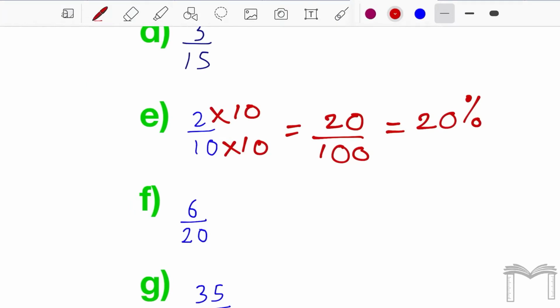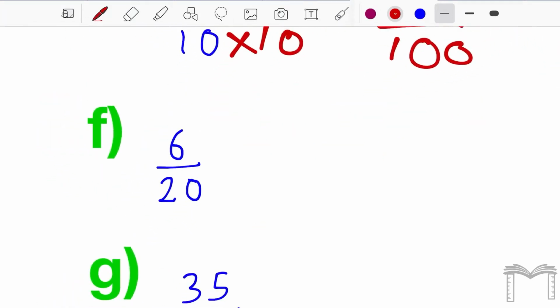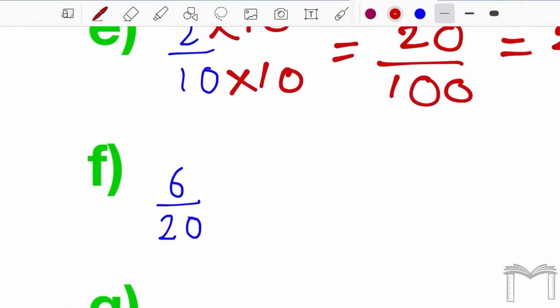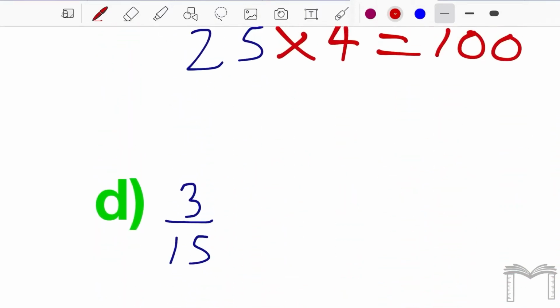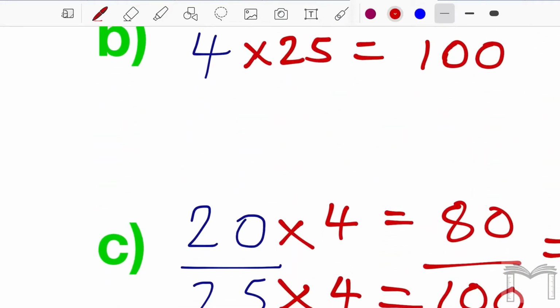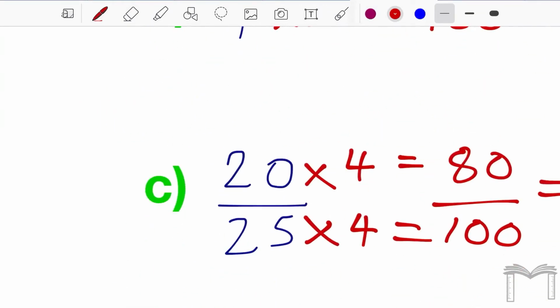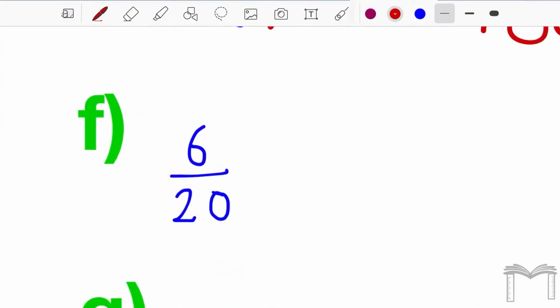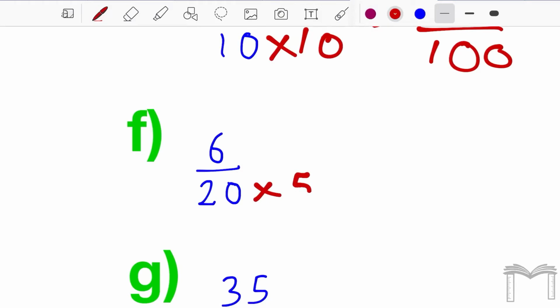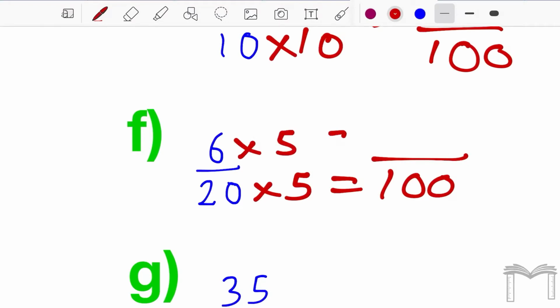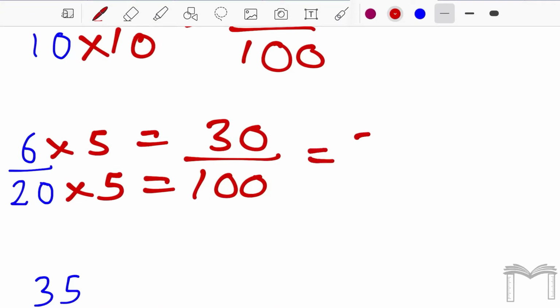F, we worked one like this before where we had 20 as a denominator. Do you remember? Yes, 20 times 5 will give us 100. And of course 6 times 5 will give us 30. So the answer is 30%.